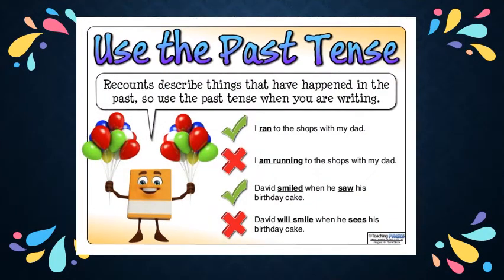Next, use the past tense. Recounts describe things that have happened in the past. So use the past tense when you are writing. Now look at the example that has been given to you. Notice that you cannot use present tense. I am running. No, no, no. That's a big no. And then look at the David will smile when he sees his birthday cake. That means if you say that David will smile, it is in the future. It is not throwback. Okay?